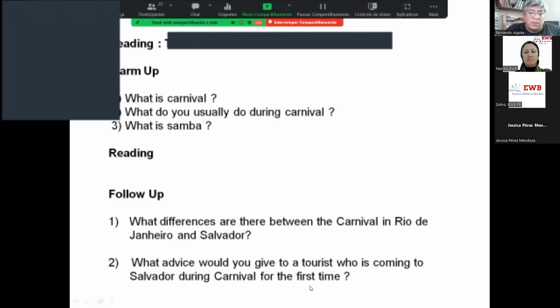Is the reading about Carnival? Yes. The reading for this story is about Carnival. Exactly. That's the reason why I did that, right? It's called Carnival in Salvador. But I didn't elaborate any activity with this text, because there's another text that I found which was more interesting from another book that I adapted. But it is from Carnival.